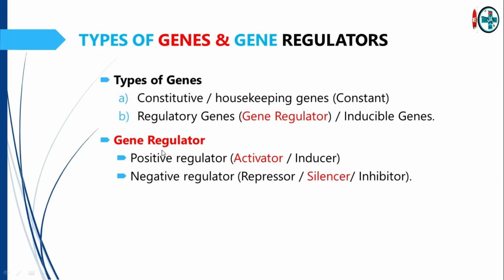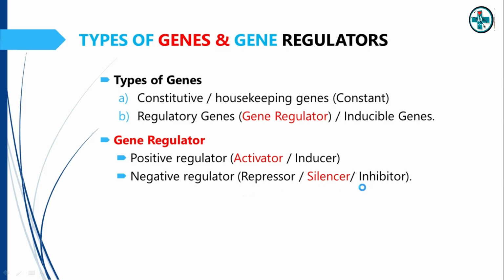Then we come to gene regulators. Regulatory genes can be of two types again. One is a positive regulator, also known as an activator or inducer. Another one is a negative regulator, also known as a repressor, silencer or inhibitor. What is a positive regulator? Here, gene expression is increased by a regulatory element. In a negative regulator, if gene expression is decreased by a regulatory element, it is said to be a repressor or inhibitor.